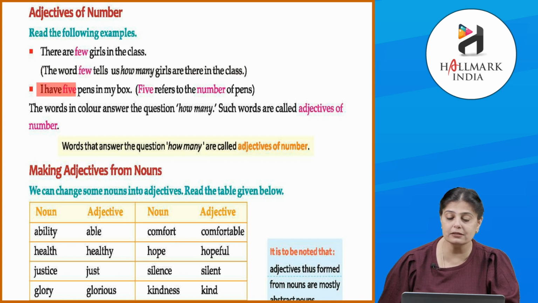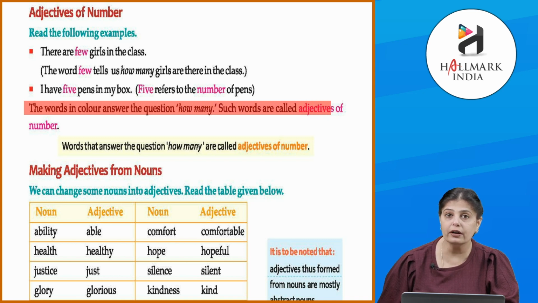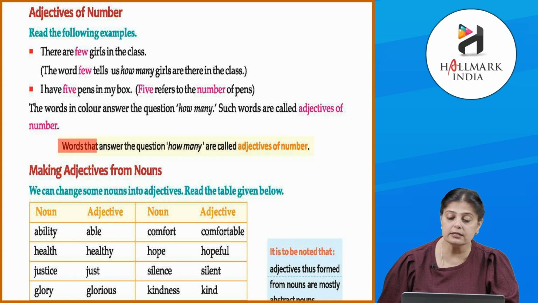I have 5 pens in my box. How many pens do I have in my box? 5. 5 refers to the number of pens. The words in color answer the question how many. Such words are called adjectives of number. Words that answer the question how many are called adjectives of number. Very easy, children. So remember these different categories of adjectives: quality, quantity and number.